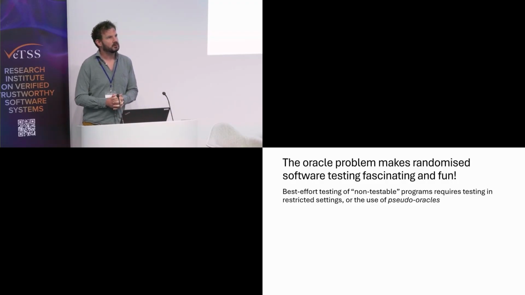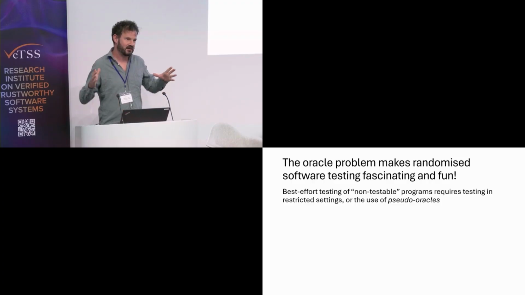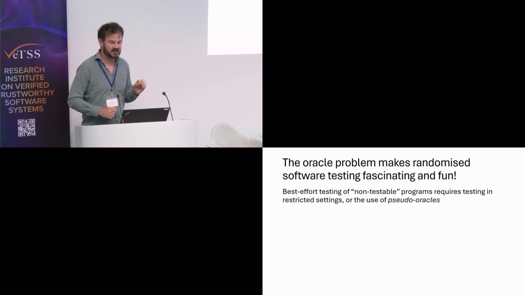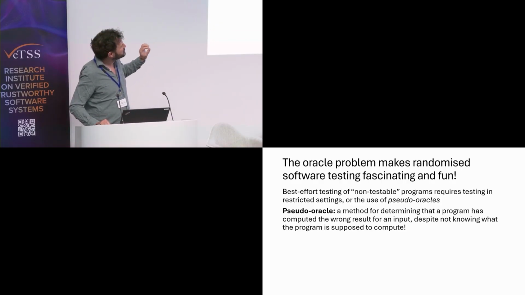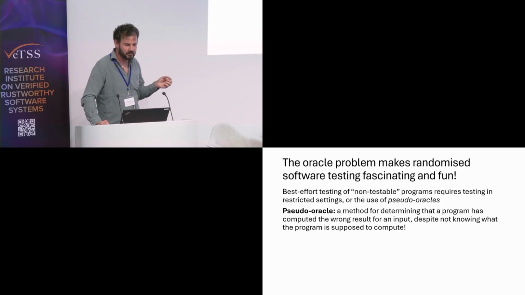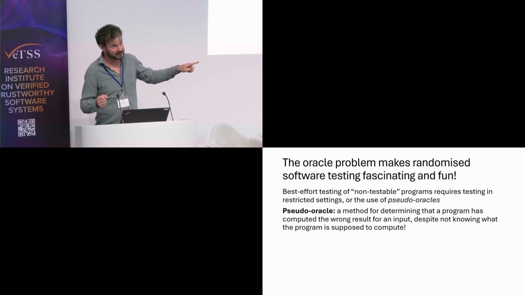So if you want to do software testing when the Oracle problem is hard, you often need to come up with a clever best-effort way of limiting the scope of what you're testing so that you do have a precise Oracle. Or alternatively, you need to come up with a so-called pseudo-Oracle, some way of working around the Oracle problem. A pseudo-Oracle is a method for determining that a program or system has not behaved correctly, has computed the wrong result, despite not knowing what it should have computed. I'll give you an example of a pseudo-Oracle later in the presentation. The clever thing about a pseudo-Oracle is that despite not actually knowing what the system should do, we know it shouldn't have done that. Okay?